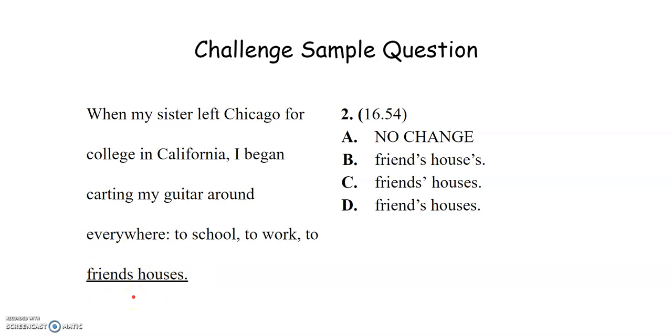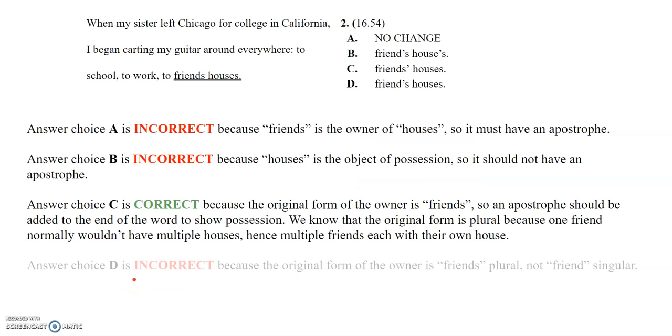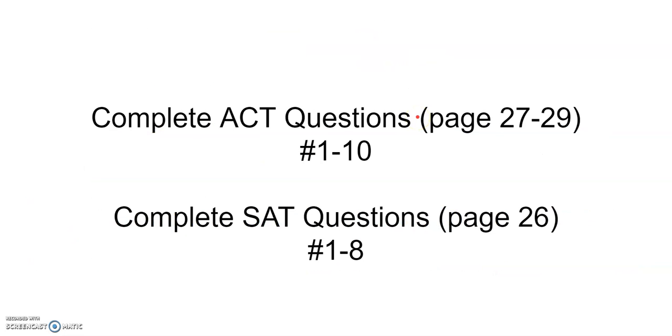And now we have to ask, is this one friend or is this more than one friend? In this case, we're dealing with more than one friend, a lot of friends. So all we're going to do is add that apostrophe after the S. The only answer choice that does that is answer choice C. Here are some ACT questions you can do if you want to practice some more, but that's all for apostrophes.